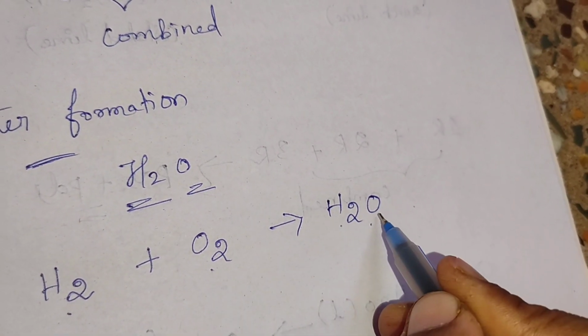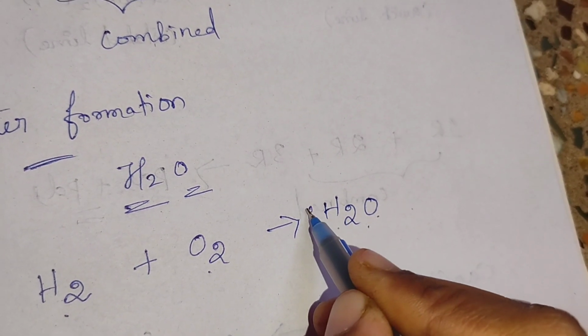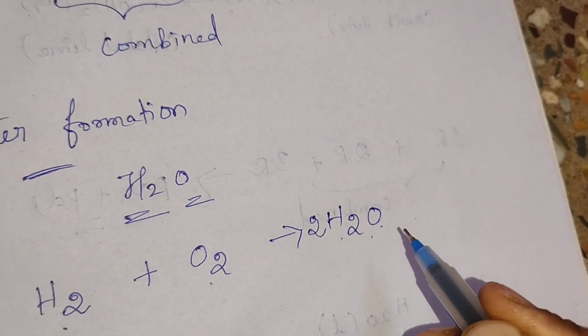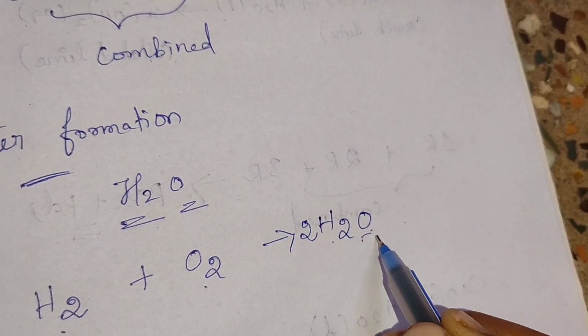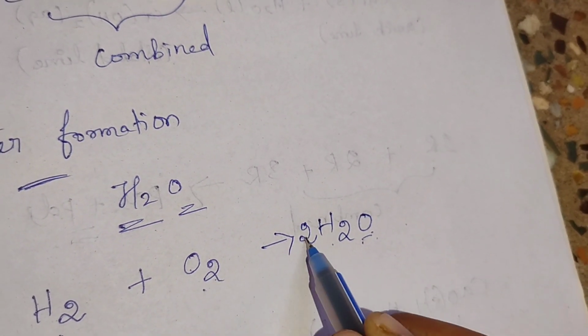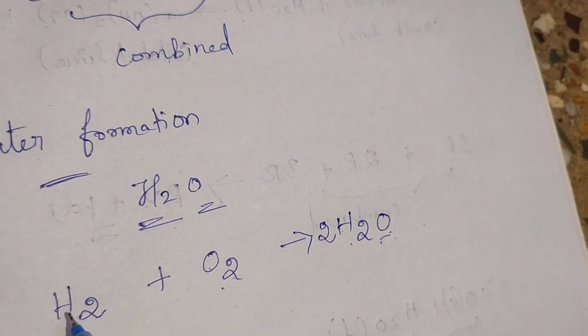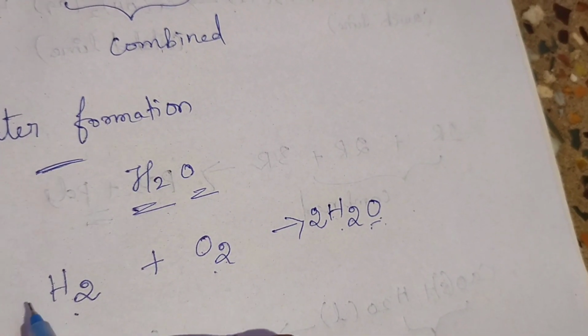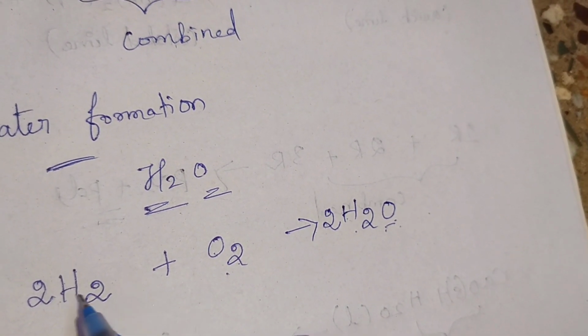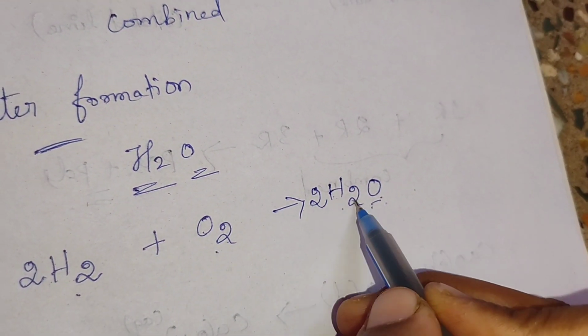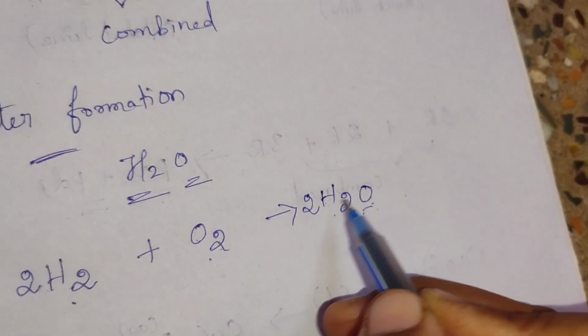So here also you want 2 oxygen. So I am writing here in front of hydrogen I am writing 2. So totally now count here 2 oxygen. Here also 2 oxygen. But here 2 twos are 4 hydrogen, but here only 2. So I have to equate the hydrogen. So I am writing here 2. Now 2 twos are 4, here totally 4 hydrogen. 4 hydrogen, 2 oxygen. Here also 2 oxygen.